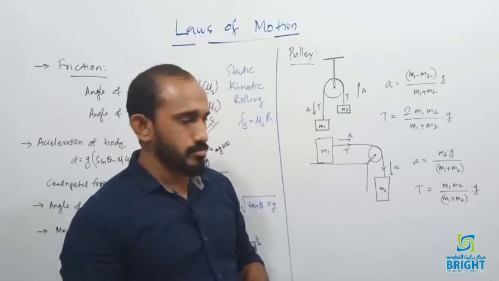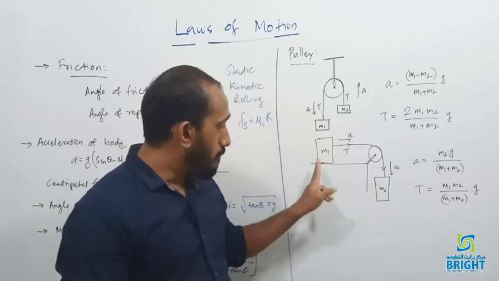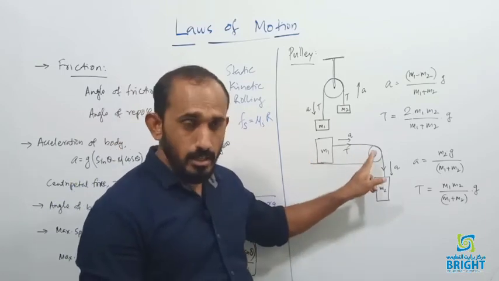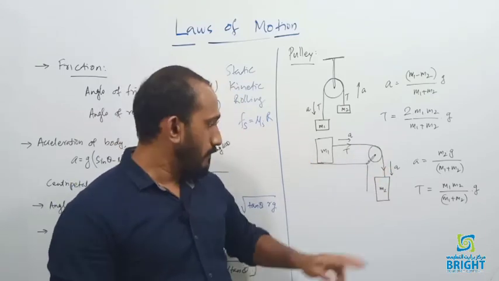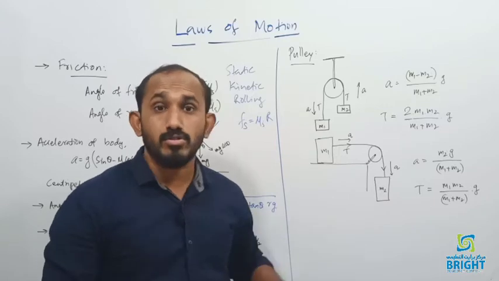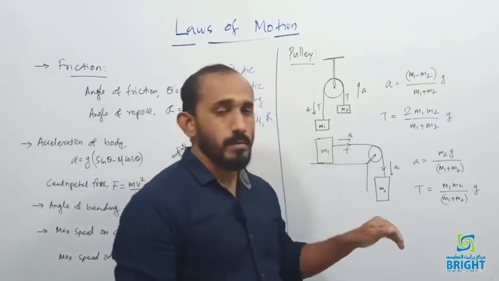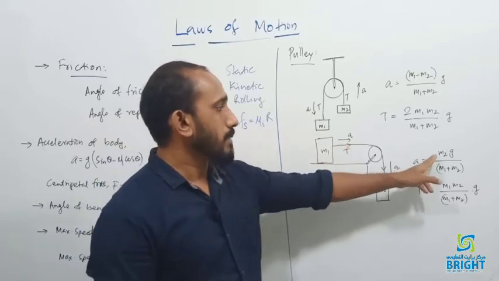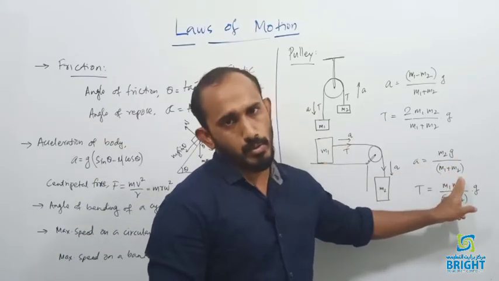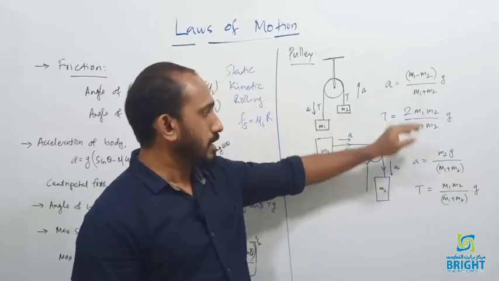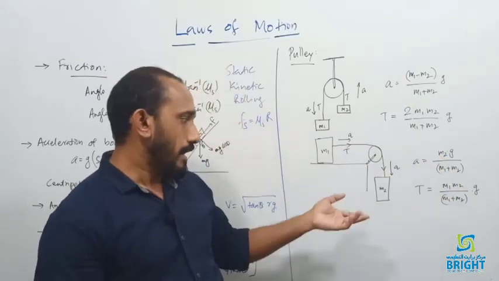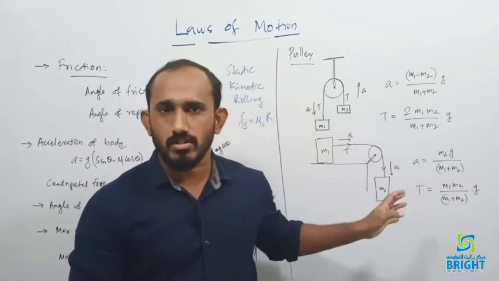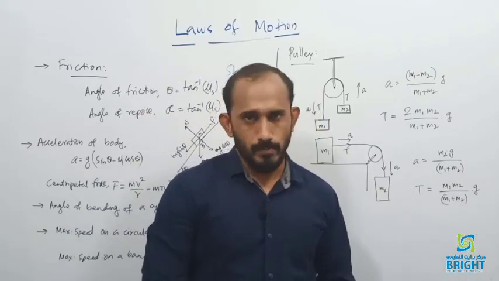Now instead of the vertical concept, suppose on a horizontal plane a body of mass M1 is attached to a string and passed through a pulley with another mass M2. Suppose M2 is bigger than M1, so it will pull down. Then the acceleration is given by M2 g divided by (M1 plus M2). Unlike the vertical case, only M2 is considered here. And the tension is given by M1 M2 by (M1 plus M2) into g. So take care of these equations regarding the pulley.